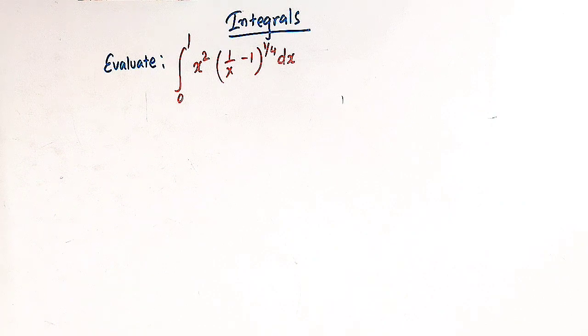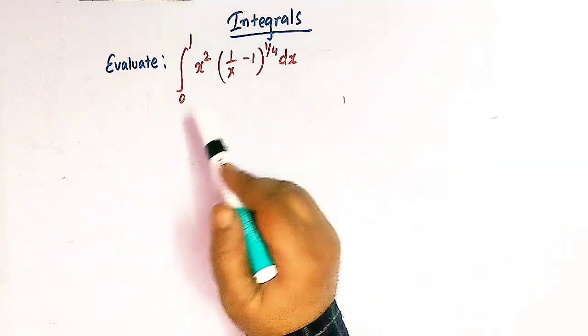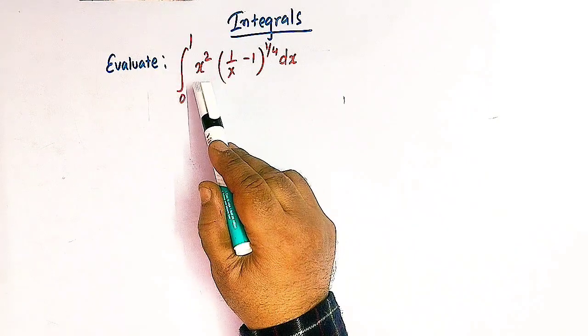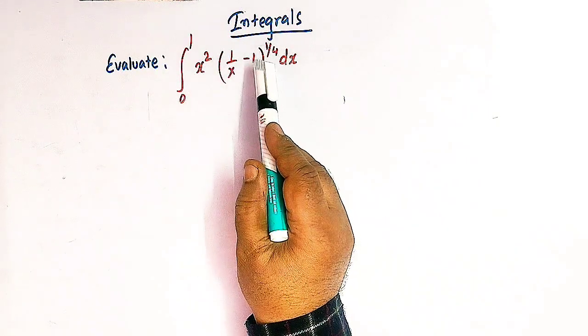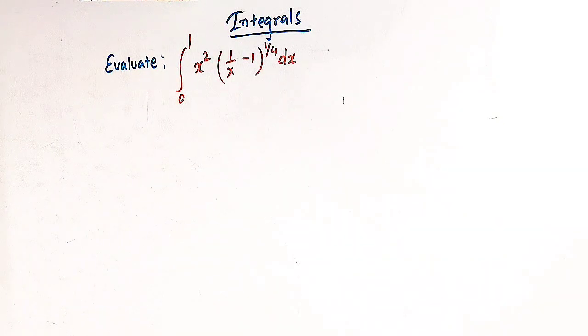Hello viewers, in today's session we are going to discuss a very important integral. So here we'll solve this integral from 0 to 1, and we have x square and 1 over x minus 1 raised to 1 by 4, right? So here we'll solve this integral by method of beta and gamma functions. So let us start.